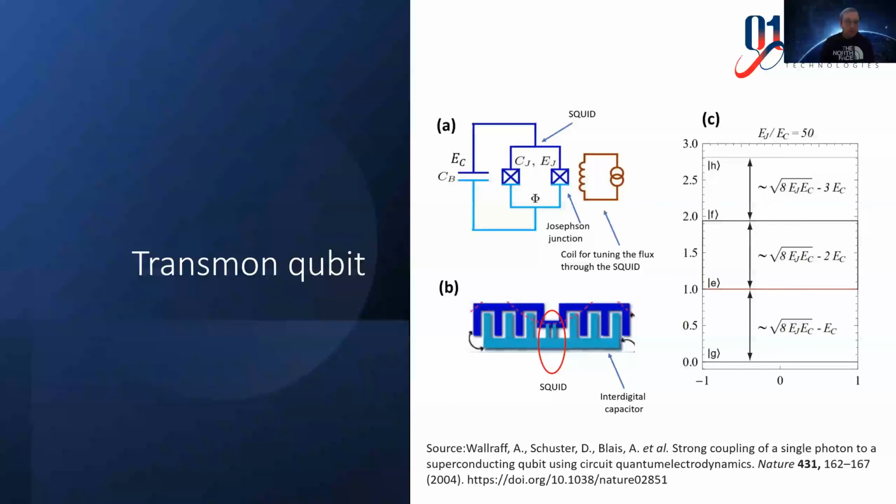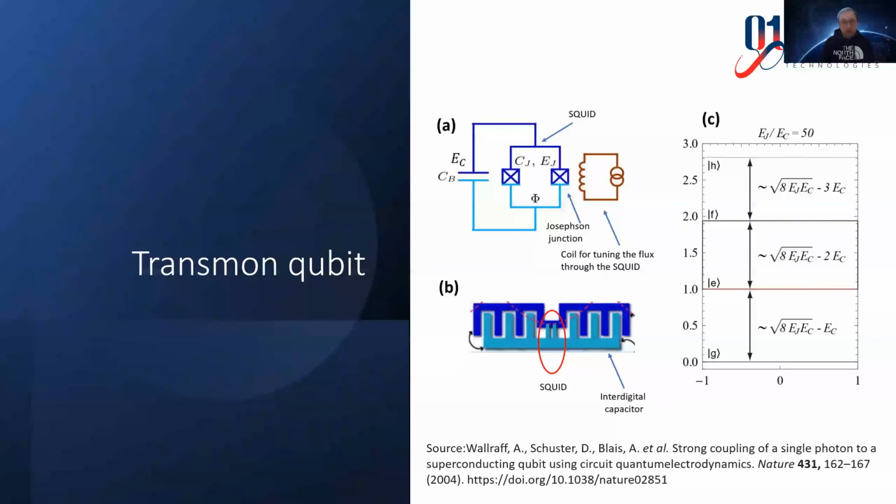The equivalent circuit of the anharmonic oscillator is a capacitor in parallel with 2 Josephson junctions. The 2 parallel Josephson junctions, as we will see later, form a SQUID. And by applying an external flux using a coil, the transition frequency of the qubit can be tuned. So using 2 parallel Josephson junctions gives us tunability.